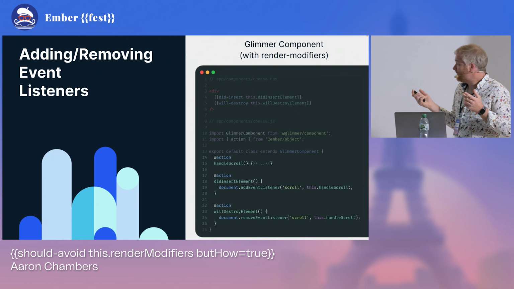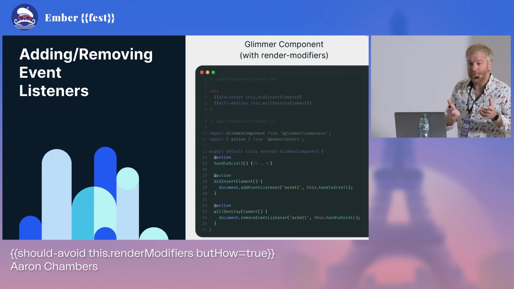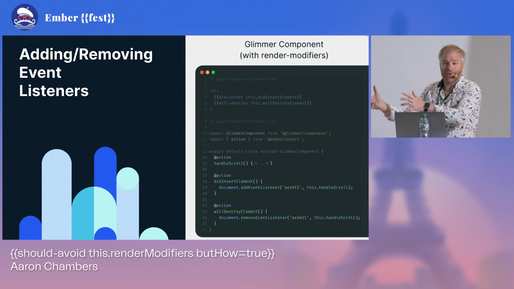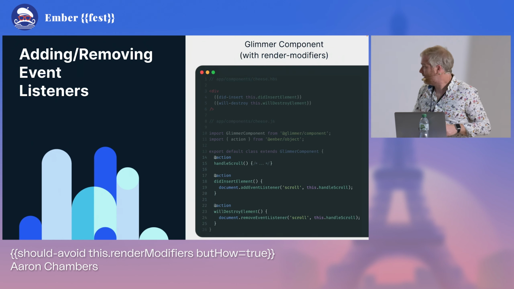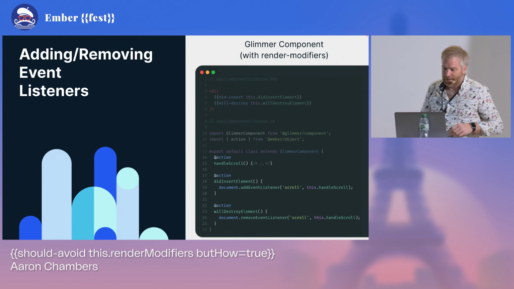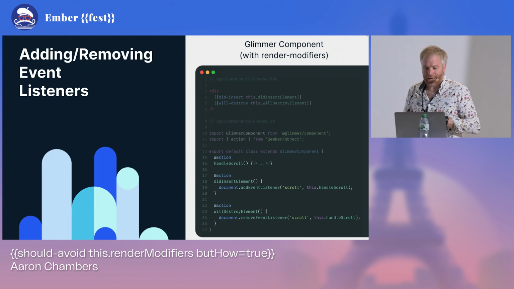The implementation is relatively untouched, which is great. That was the whole point of render modifiers, right? Is to make it easy to go from classic components to Glimmer components. We didn't actually really need to do anything. We could even leave the functions called the same thing, did insert element, will destroy element. Just pop the add action on top. So render modifiers did help to bridge that gap.